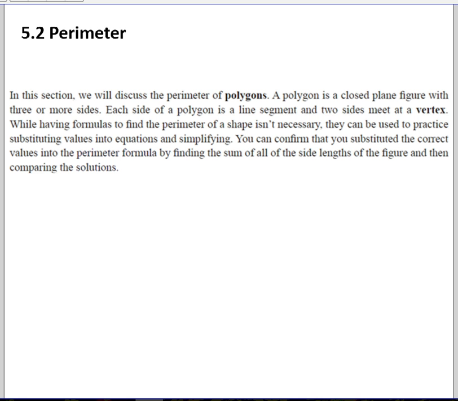Remember, we talked about a vertex when we were looking at angles. That point where the 2 sides of the angle meet is also called that vertex. While having formulas to find the perimeter of a shape isn't necessary, they can be used to practice substituting values into equations and simplifying. You can confirm that you substituted the correct values into the perimeter formula by finding the sum of all of the side lengths of the figure and then comparing the solutions.